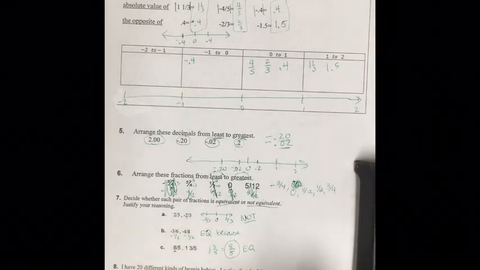Or if you did it the other way and you turned this into a mixed number and found out it was 1 3/5, then you would say, yes, they're equivalent because they're both equal to 1 3/5. Again, making sure that you show your work.